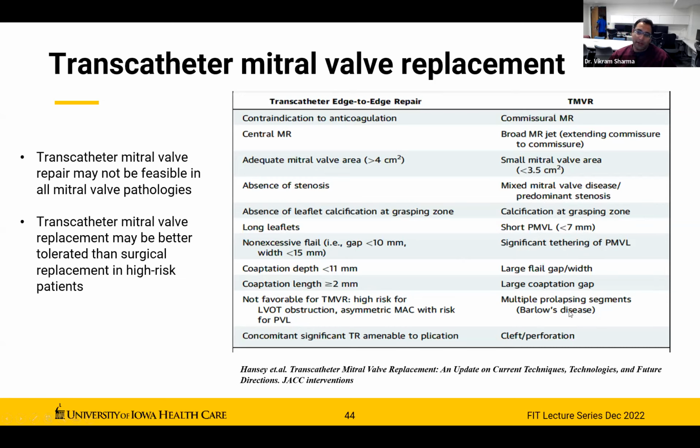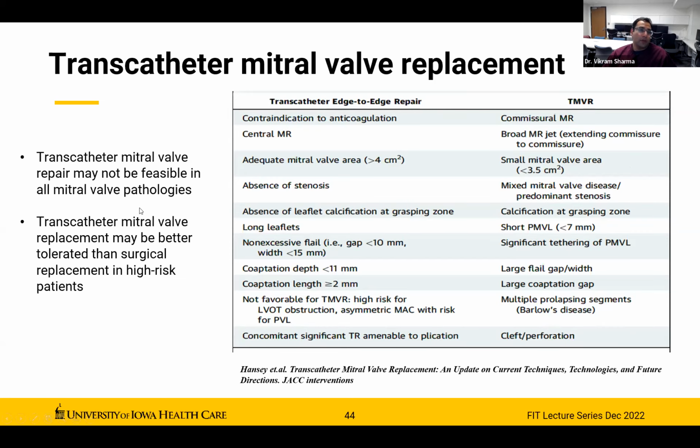Other things such as the flail gap and the coaptation gap can tip the balance more in favor of a transcatheter mitral valve replacement rather than an edge-to-edge repair. Now, there are some known complications or issues in transcatheter mitral valve replacement, and we'll talk about that a little bit more in the latter part of this talk. These include patients who have a high risk of LVOT obstruction or asymmetrical mitral annular calcification. Those are not favorable for transcatheter mitral valve replacement.